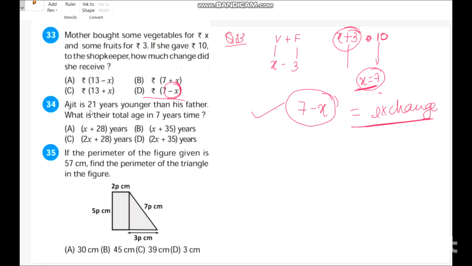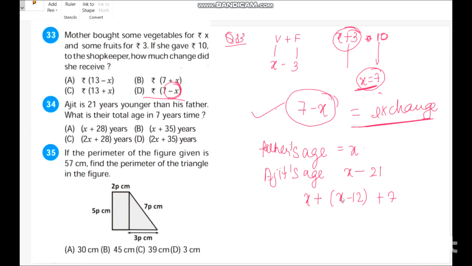Ajit is 21 years younger than his father. What is their total age in 7 years time? Now suppose the father's age is equal to x. Now Ajit's age is how much? 21 years younger, so Ajit's age will be x minus 21 years, because he is younger than his father. Now they are asking what will be their total age after 7 years. So x plus x minus 21, and after 7 years means I will add 7 years for this one and plus 7 for this one.